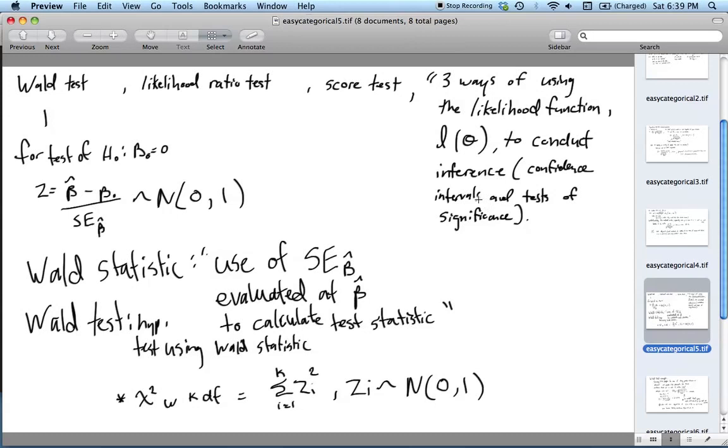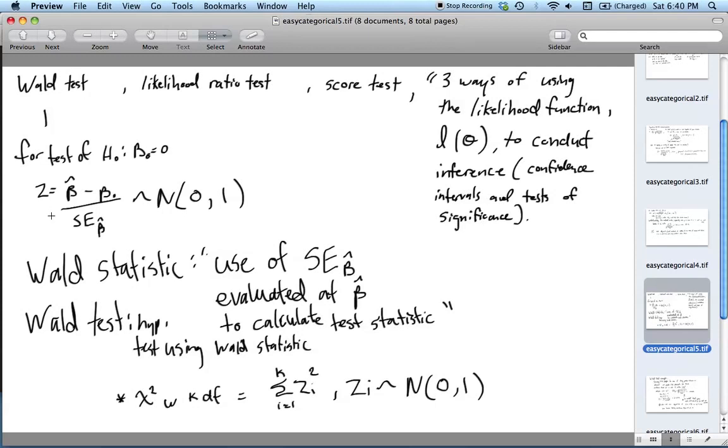But I believe we've kind of talked about confidence intervals all that we're going to. So I'm actually not sure how to use the likelihood function to do confidence intervals, but we show how to do tests of significance. Okay, so the Wald test. This basically lets you test your parameter estimate against some null parameter.